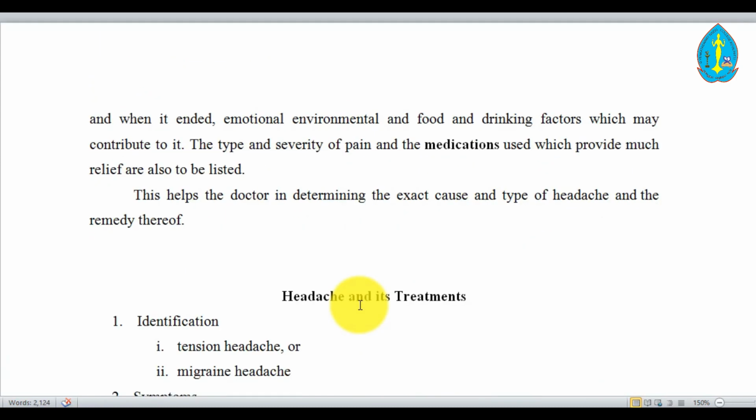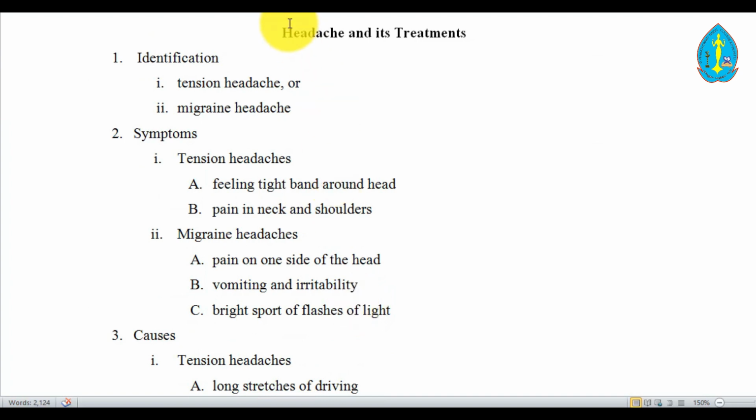I read it and I have made notes also. The passage is about headache and its treatment. So this is the title, a suitable title of the passage, and I have given headings here. This is heading, this is point, second point, and this is second heading, subheading, and this is point, and this is subpoint. So look at the numbering. For all subheadings, I have given numerical numbers, for all points, I have given Roman numbers, and for all subpoints, I have given alphabets.